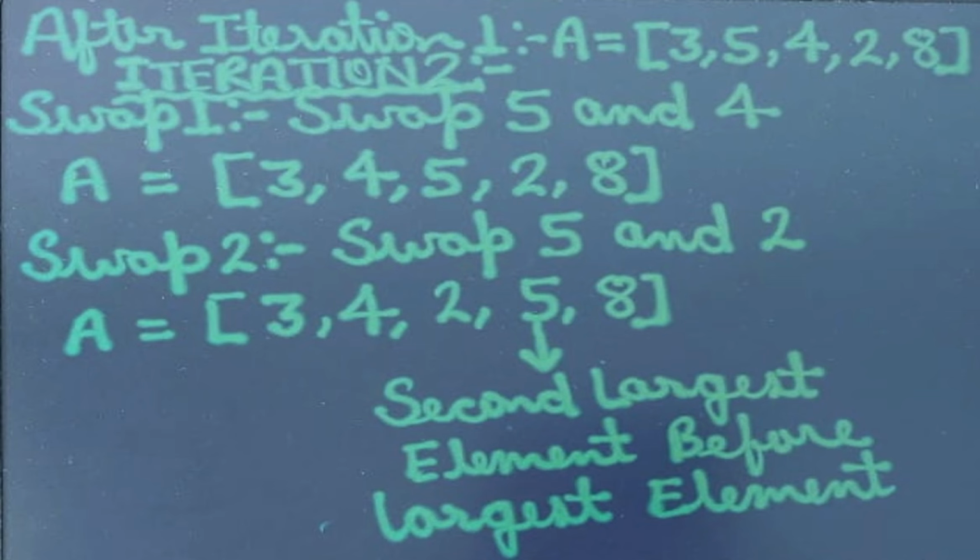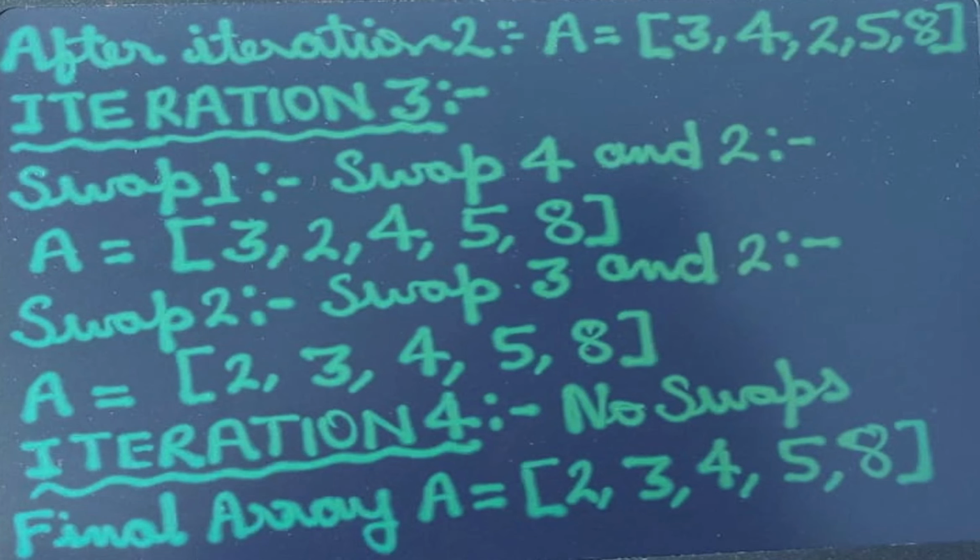Swap number 2. We will swap 5 and 2. After swapping 5 and 2, array A will become 3, 4, 2, 5 and 8. So, we got our second largest element 5 before the largest element 8. So, iteration 2 is also completed here.